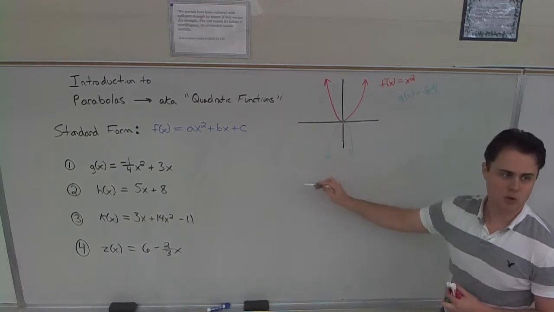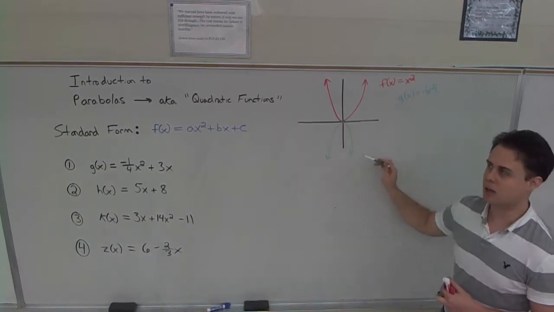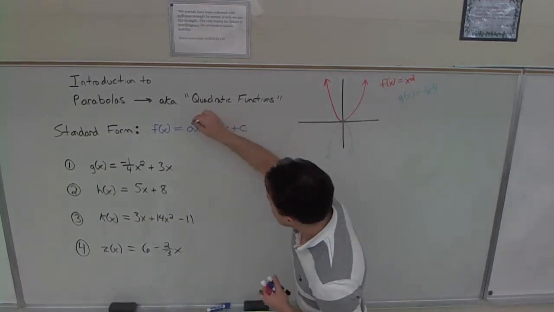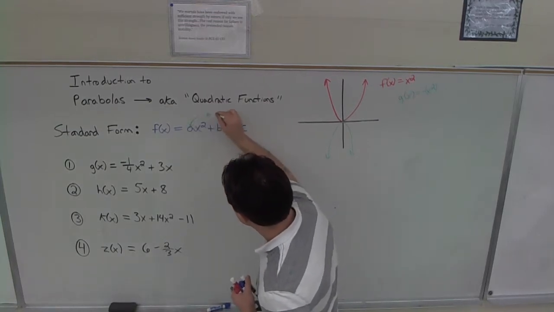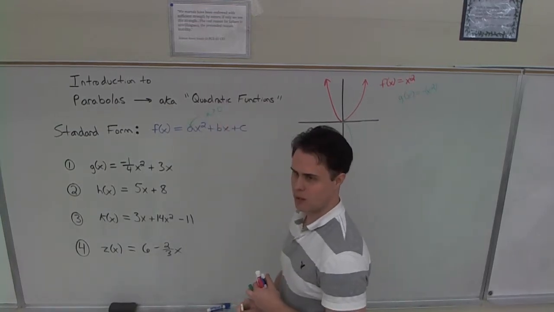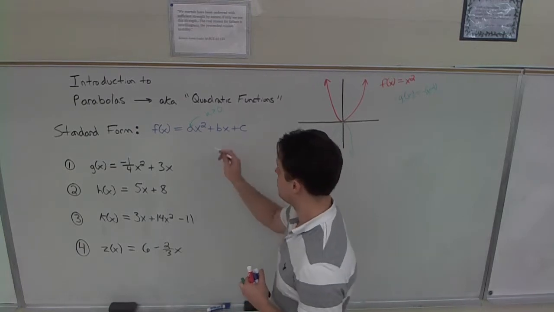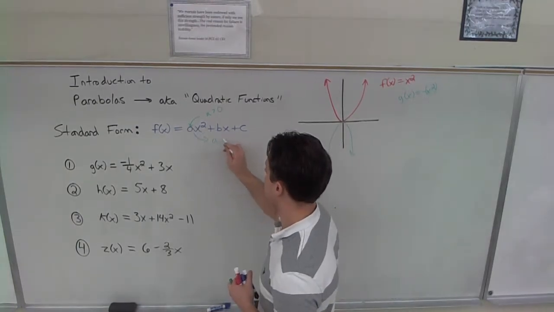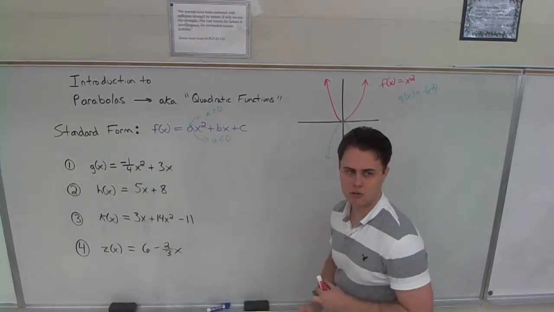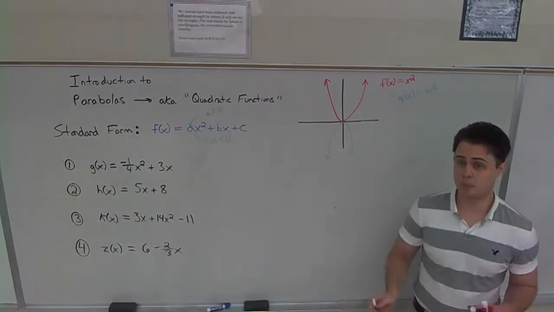Below. So that's why that negative flips it over like that. So the key is that if a is greater than 0, the parabola opens up. If a is less than 0, if it's negative, the parabola opens down. Okay?